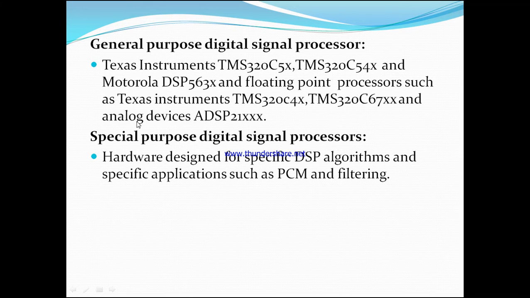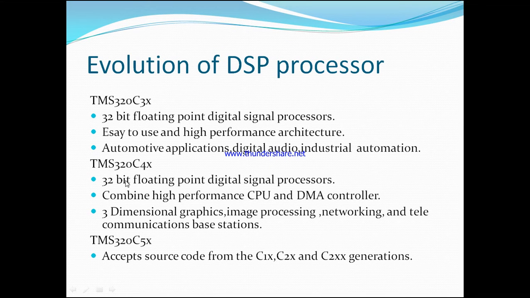Next, the special purpose digital signal processors consist of hardware designed for specific DSP algorithms such as FFT, and also hardware designed for specific applications like PCM and filtering. Next we are going to see the evolution of DSP processors.